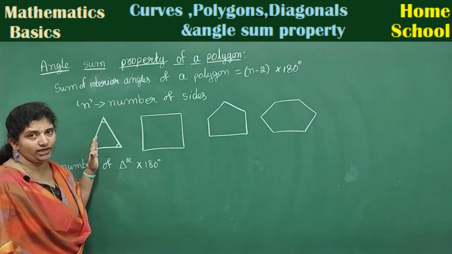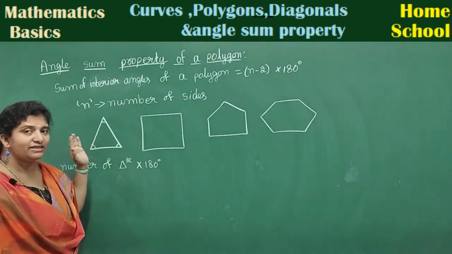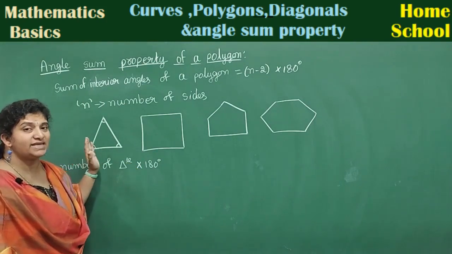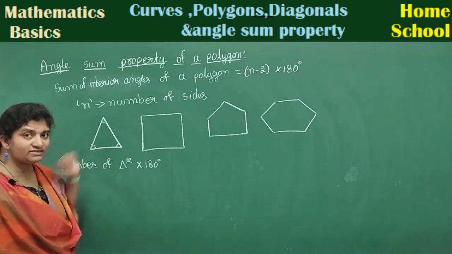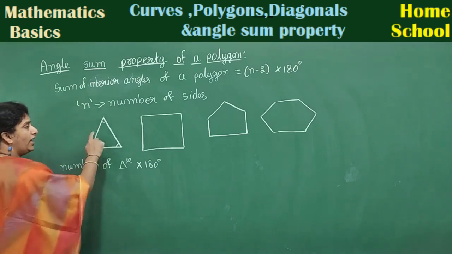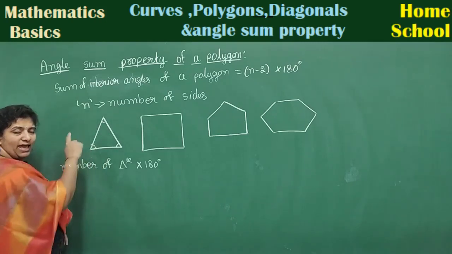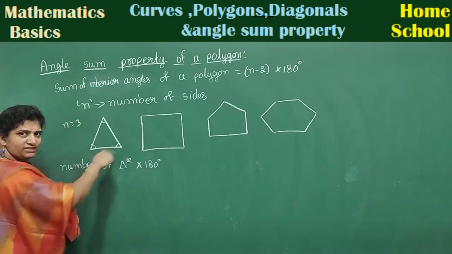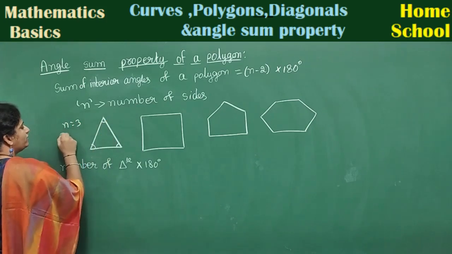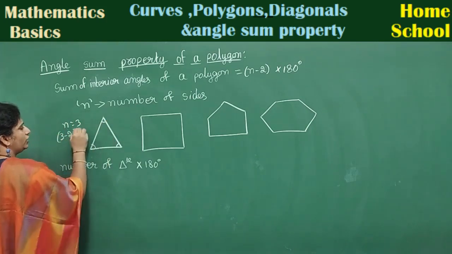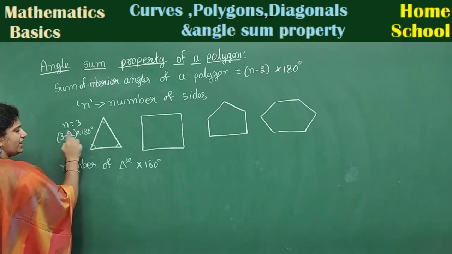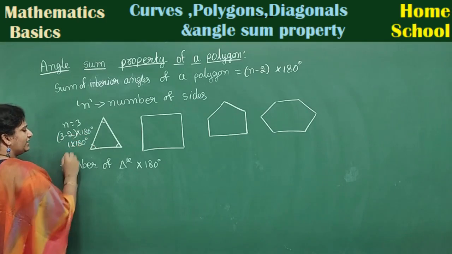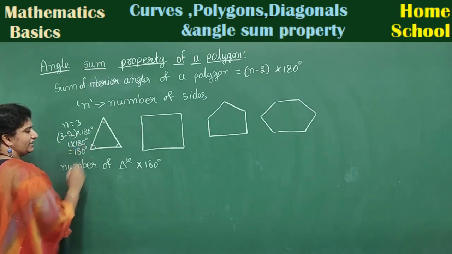Let's see the first polygon. Having 3 sides, what is the name of this polygon? Triangle. What is the sum of the interior angles of this triangle? How can we know? 1, 2, 3. What is the n value? n is equal to 3. 3 sides you have, right? Formula: (3 minus 2) into 180 degrees. 3 minus 2 is 1. 1 into 180 degrees is equal to 180 degrees.